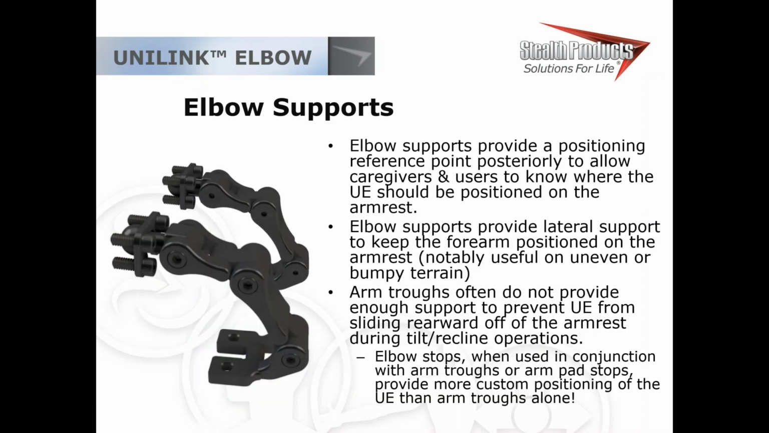You can also really help to dial in their placement. So this serves as a really good reference when putting an end user in the chair or repositioning them. They have a posterior reference to know exactly where that elbow should go to give them good hand placement. These elbow supports also could provide some lateral support with that forearm if you use that curved 3x10 pad, which is pretty handy in bumpy terrain and things like that. Or if your arm troughs just aren't quite enough, they do reach up and over Otto Bock arm troughs and can provide a little bit more aggressive support than just a standard arm trough alone.